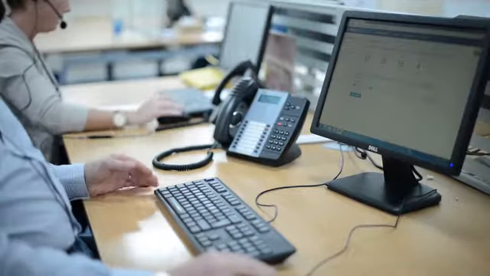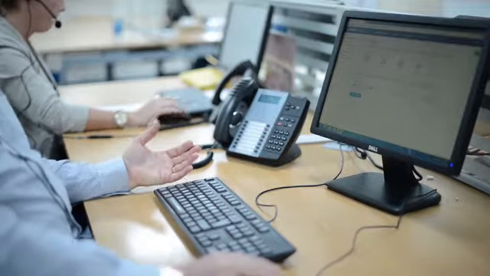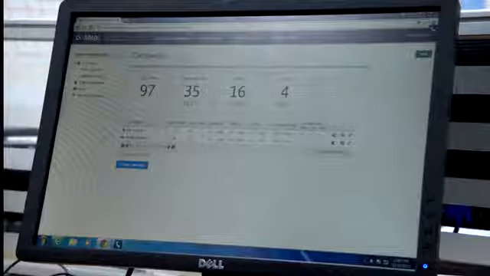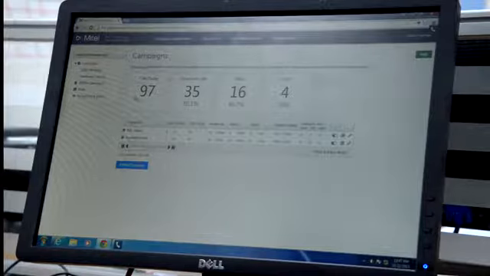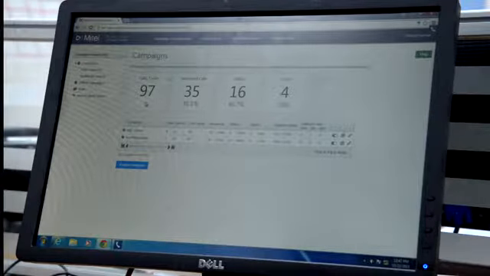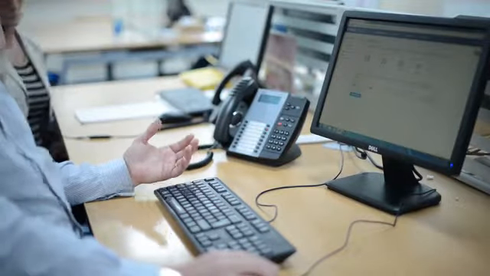When we're looking at this screen here, we're getting a sense of how the data is performing. Today we can see that the total number of outbound calls is 97, and we can see that 36.1% of those calls have actually answered.